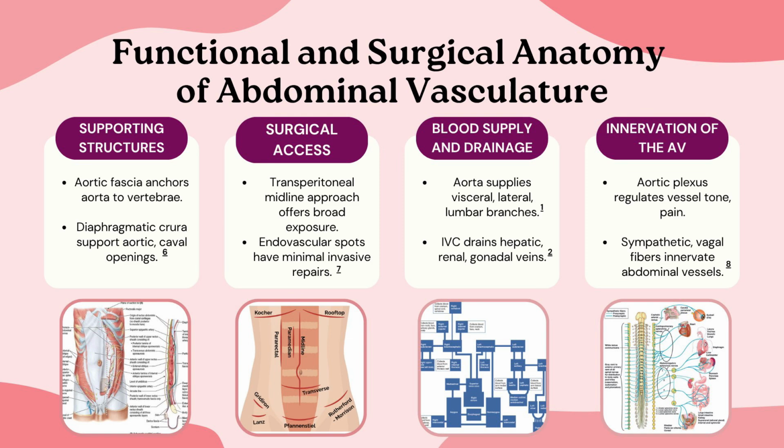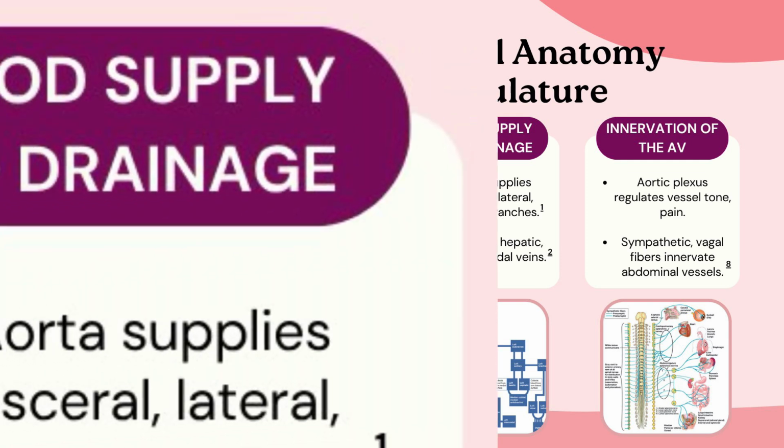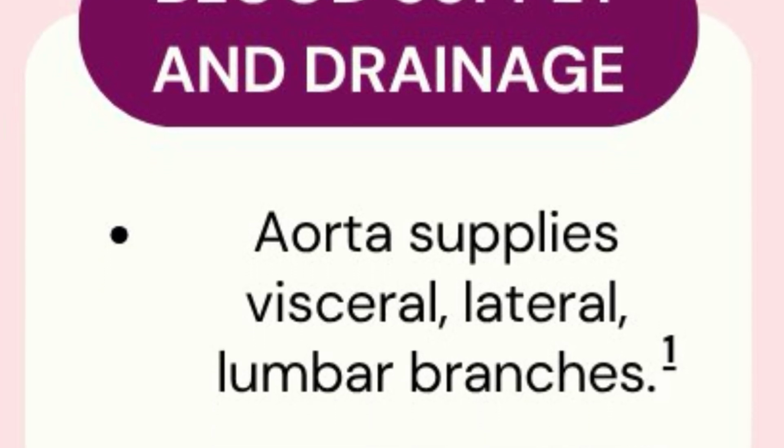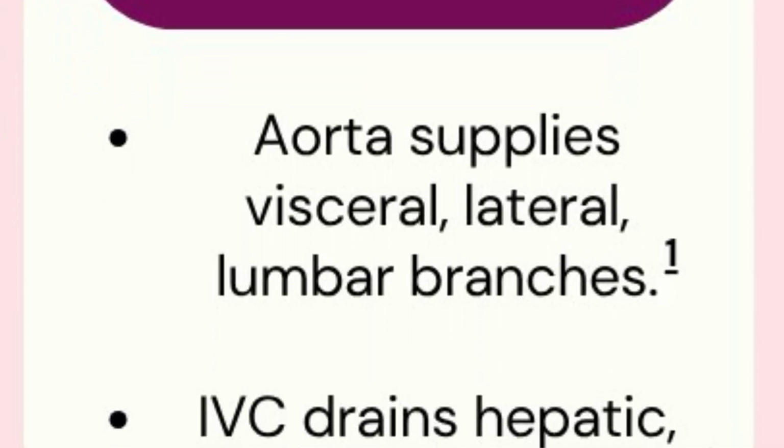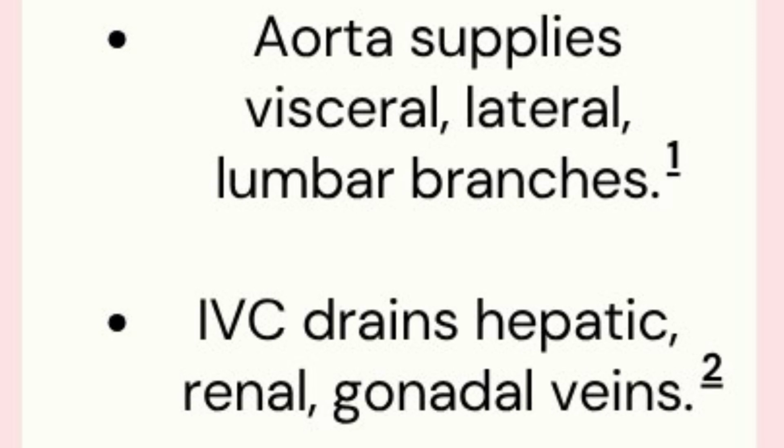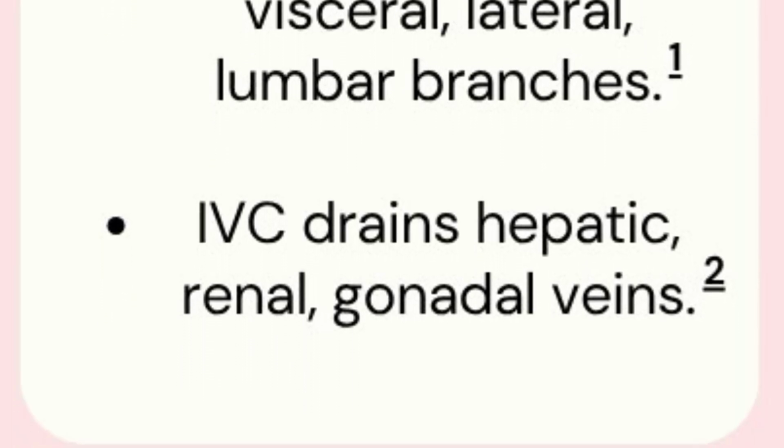The abdominal aorta provides unpaired visceral branches: celiac trunk, superior and inferior mesenteric arteries; paired lateral branches: renal, gonadal, and suprarenal arteries; and paired lumbar arteries. The inferior vena cava drains via hepatic, renal, gonadal, and lumbar veins.